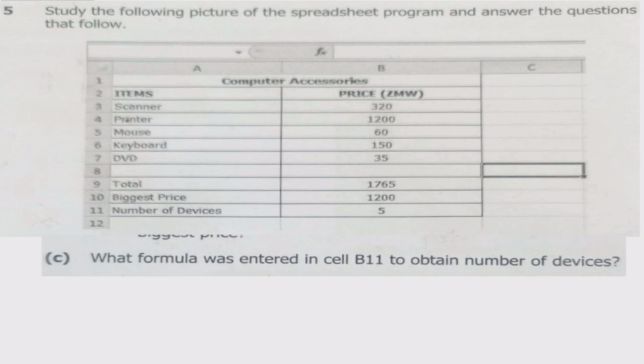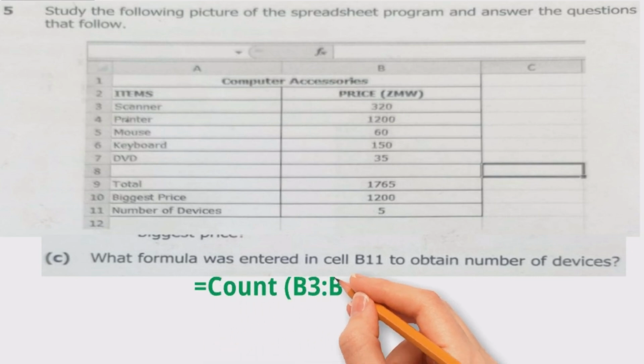Okay, let's go to question 5C. What formula was entered in cell B11 to obtain the number of devices? The correct answer is equal sign, COUNT, open bracket, B3 colon B7, close bracket. That is the formula that was entered, the one I've written there on the screen.